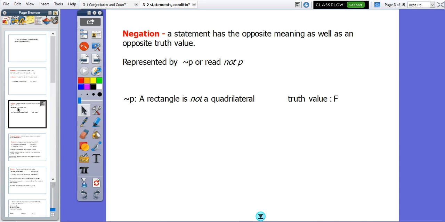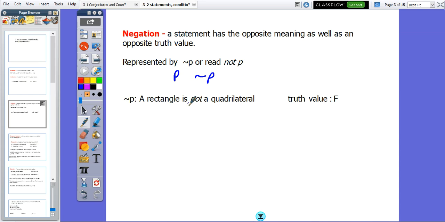The negation of that is when you make the opposite meaning of any statement to cause an opposite truth value. We use this little squiggly P, the squiggly specifically. The squiggly means not. So when you see the original statement P, the negation is not P. Going back to our original statement, not P is, a rectangle is not a quadrilateral. Again, the truth value of that is false because we determined that it is a quadrilateral.